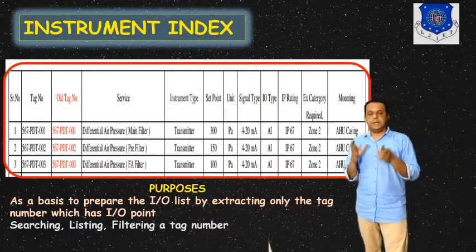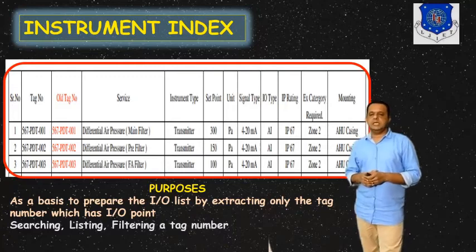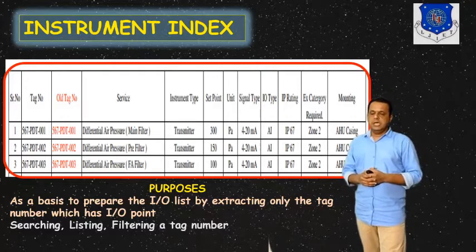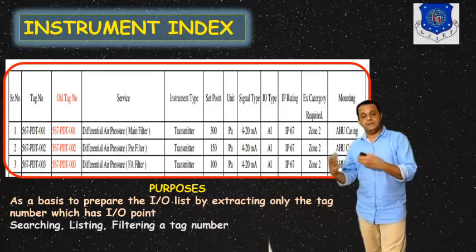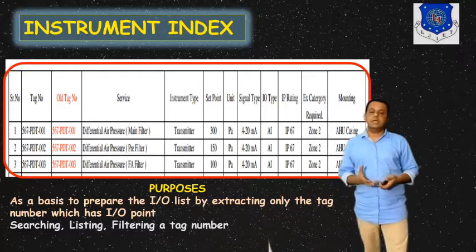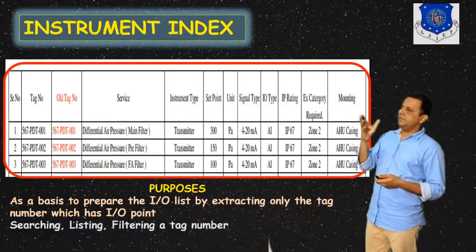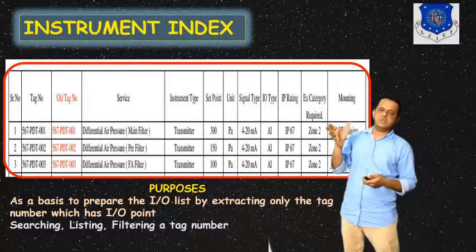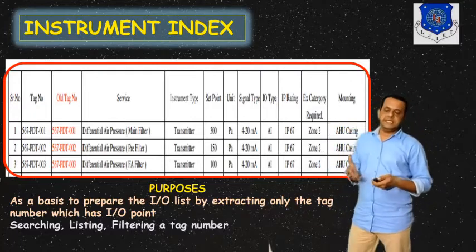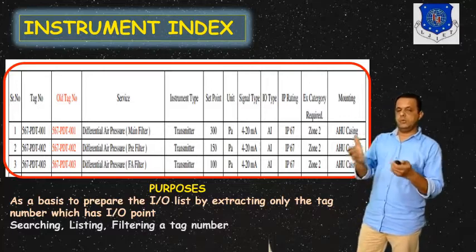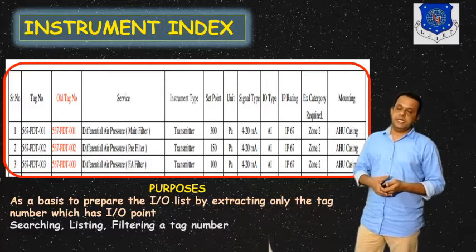So basically the purpose of the instrument index is preparing the I/O list by directly referring to the tag number, and further you can have deep searching, listing and filtering by tag number. This makes it easy to know which instrument is where in the service, what the technical details are, and how to operate, like signal type, range or set points, which are known directly from the instrument index.